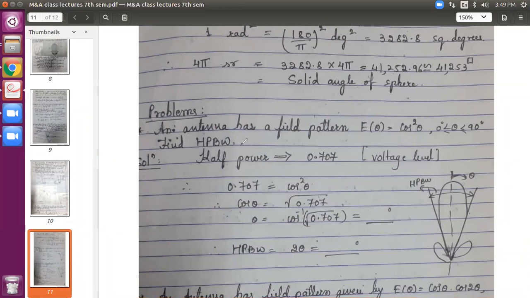As I have told you in the earlier section, half power no doubt indicates the maximum power gets reduced to half. However, when we check the voltage levels, that is a 3 dB roll off, that is 0.707, 1 by root 2. That's why it is not taken as 1 by 2, 0.5. Instead, it is taken as 0.707. Remember this. So, 0.707 is equal to cos square.